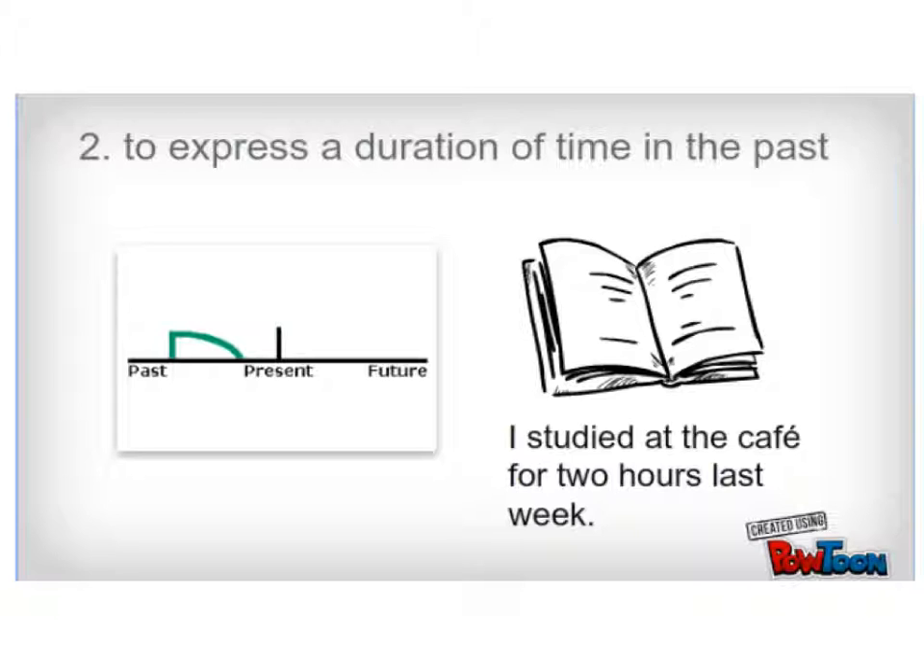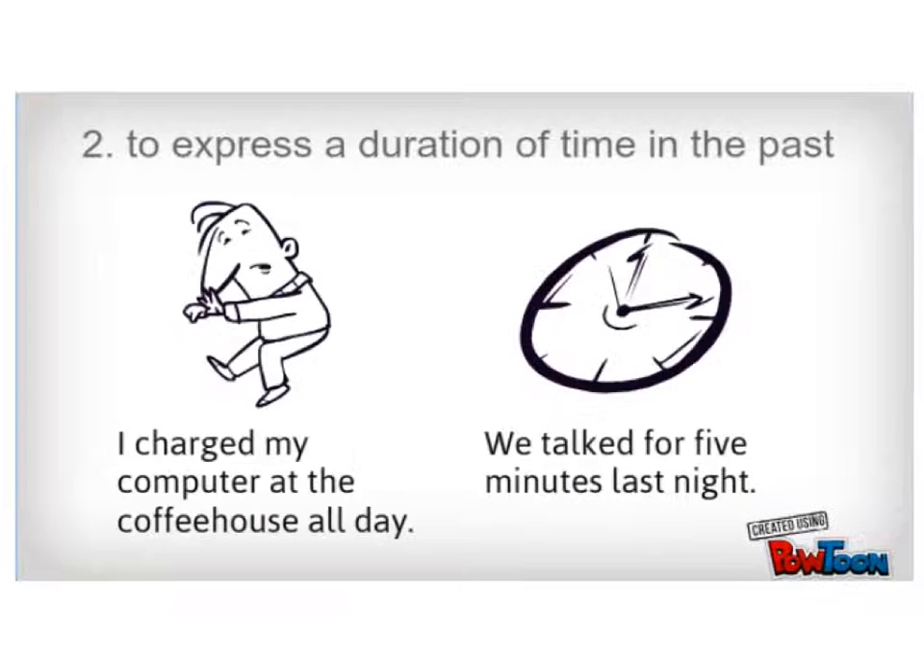Next, we use the past tense to express a duration of time in the past. You will often see clues in phrases such as for 5 minutes, for 2 hours, or all day. For example, I studied at the cafe for 2 hours last week. I charged my computer at the coffee house all day. We talked for 5 minutes last night. These are completed events that have started and ended for a period of time in the past.